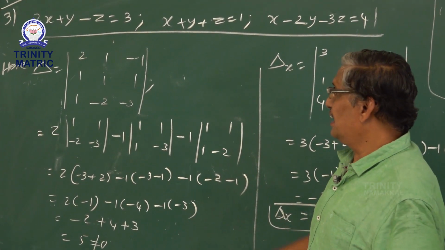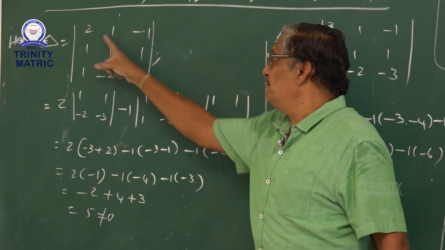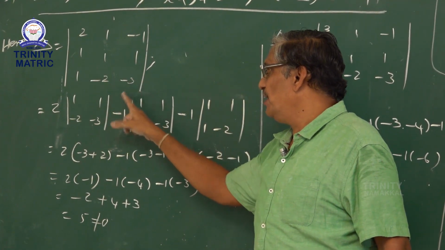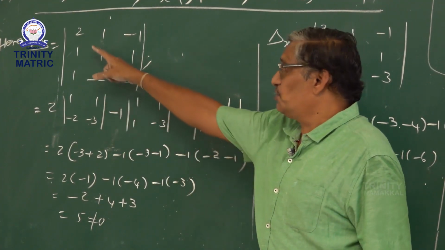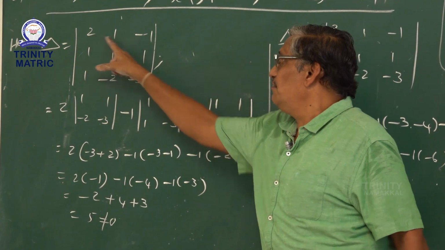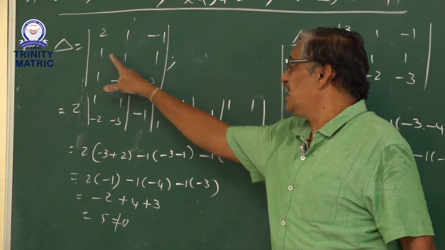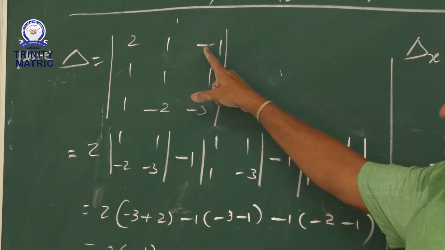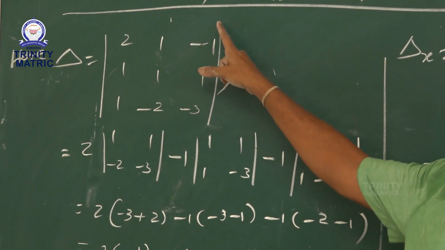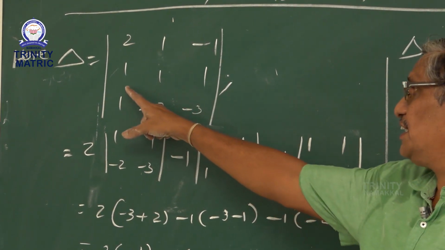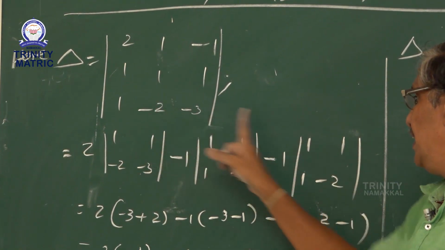You know that first you have to write the element 2, then leave this row and the column, write this minor. That is 1, 1, minus 2, minus 3. First one is plus, next one is minus. So, minus 1, you have to leave this row and the column. That is the remaining elements 1, 1, 1, minus 3. Likewise, third element is plus, but here the element is minus 1. So, you have to put minus 1. Leave this row and the column. What is the remaining? 1, 1, 1, minus 2.